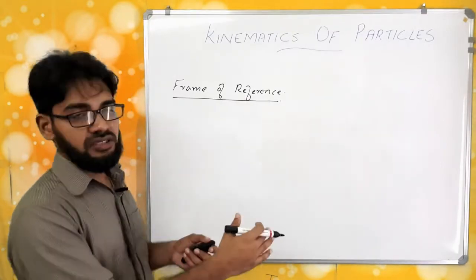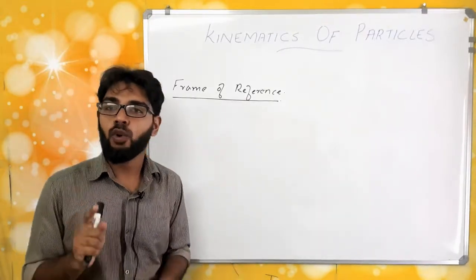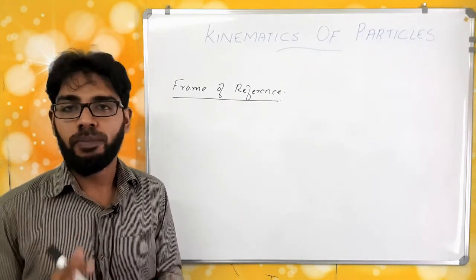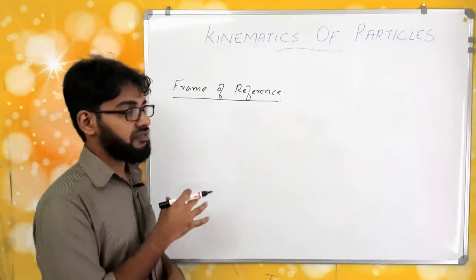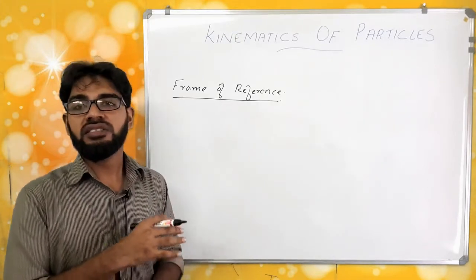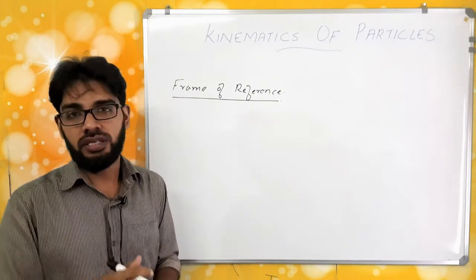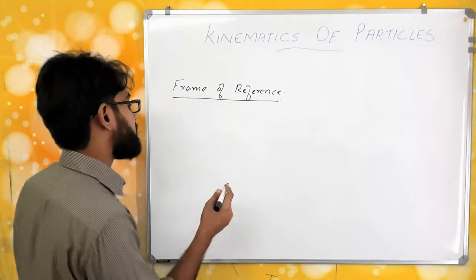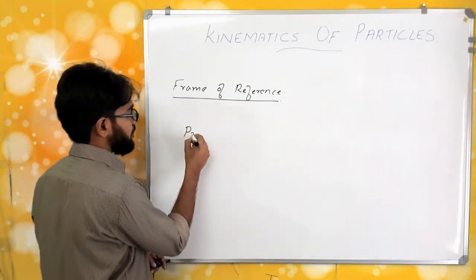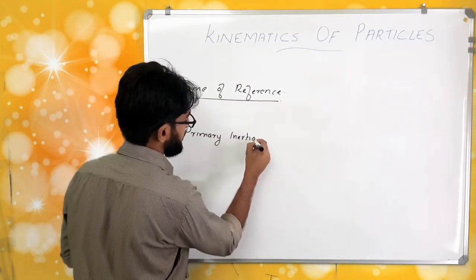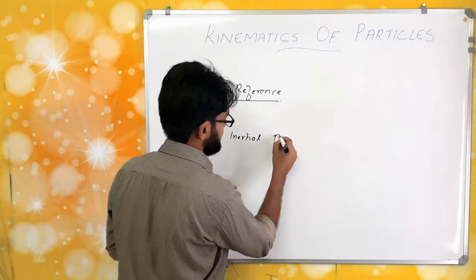Now, in all our discussions till now, we had considered only a single reference system for the motion of a particle. This single reference system which we had considered consists of a set of axes that is fixed to the surface of the earth. This corresponding fixed system is called primary inertial reference.